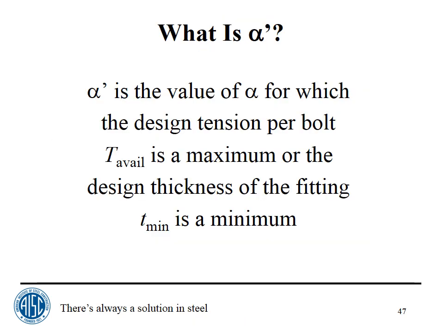And what is alpha prime? There's an alpha in the manual, and there's an alpha prime in the manual. And they're not the same thing exactly. Physically, they're trying to represent the same thing, but alpha prime is the value of alpha, where alpha is the ratio of M1 over M2, M2 over M1 that I pointed out earlier. Alpha prime is the value of alpha for which the design tension per bolt, T available, is a maximum, or the design thickness of the fitting is a minimum.